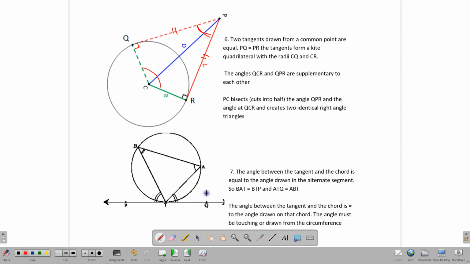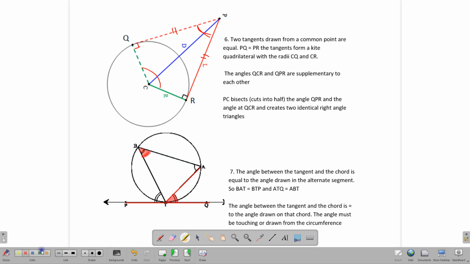Here we have a very nice theorem that talks about the angle drawn between a tangent and a chord. So this line here is a chord, and this line PQ is a tangent. So what happens now is that when we draw an angle between the tangent and the chord, let me just put some color in there. This angle between the tangent and the chord is equal to the angle that you draw on the chord. So notice the chord, this is the chord, this angle is drawn on the chord, and of course it must touch the circumference. So once it touches the circumference and it's drawn on this chord, these two angles are equal.